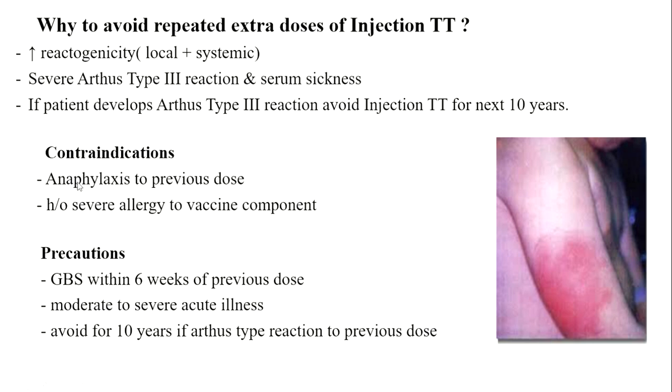So let's see what the contraindications are for injection tetanus toxoid vaccine. Anaphylaxis to a previous dose and history of severe allergy to any vaccine component: these are the two contraindications. And what are the precautions for injection TT? First is GBS within 6 weeks of a previous dose of injection TT, where other causes of GBS are ruled out. Second is moderate to severe acute illness, and third is an Arthus type reaction as explained above.